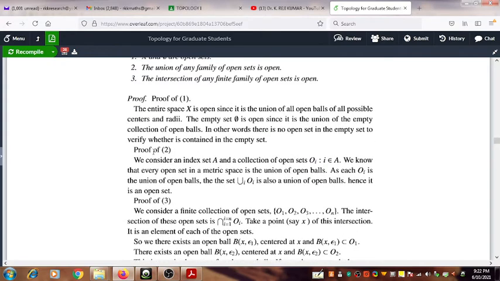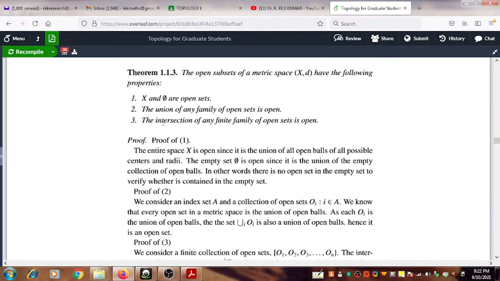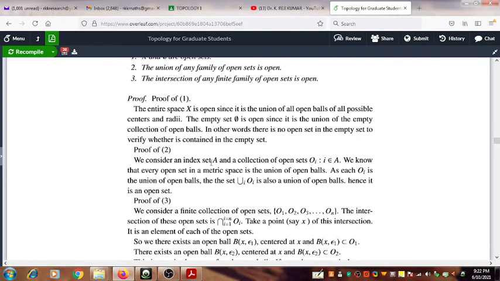Next we are going to prove statement 2: the union of any family of open sets is open. For this, we have to consider an index set A. Here A is the index set that contains numbers 1, 2, 3, etc., which is used to number the open sets. So we take the collection of open sets numbered according to the index set: O1, O2, O3, etc.